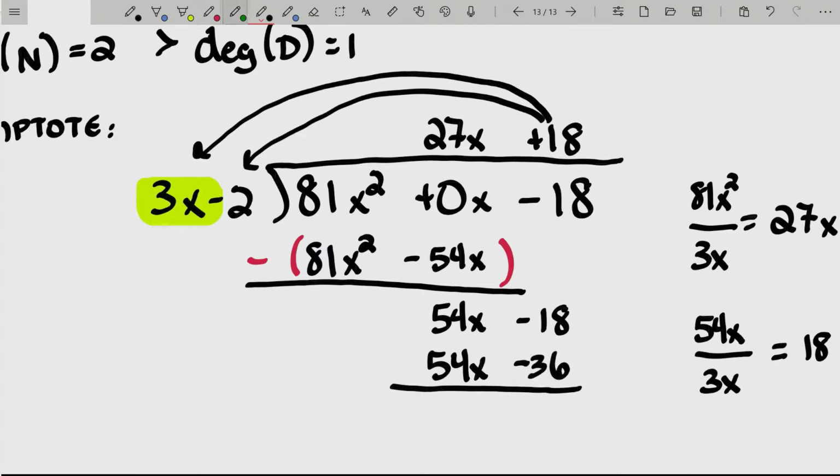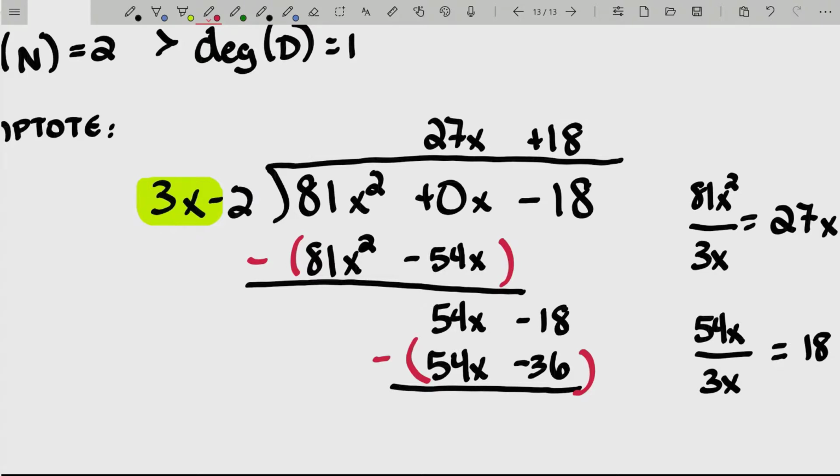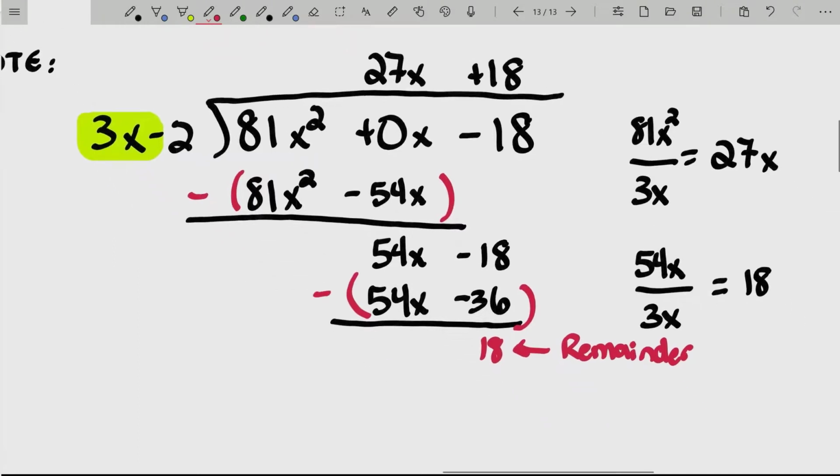There's no reason for me to go any further because I've found the quotient, but I just want to showcase that I can't go any further. So I'm just going to show you as a student. Negative 18 plus 36 is going to be a positive 18. That's the remainder. And the remainder is not in consideration when you're doing this process. So I'm done.